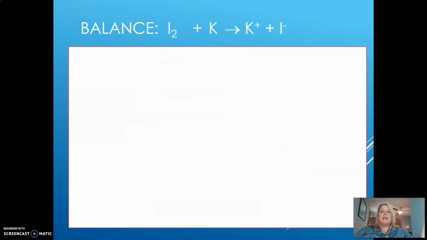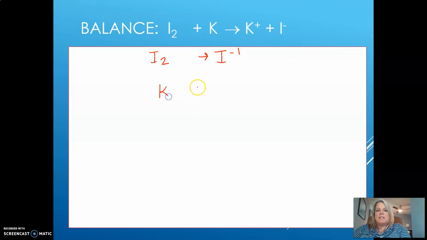Here is one where I have iodine plus potassium yields potassium plus 1 plus iodine minus 1. So let's write our reaction into half reactions. I2 yields I minus 1. And then we have our potassium and potassium plus 1. So that's step 1, half reactions.